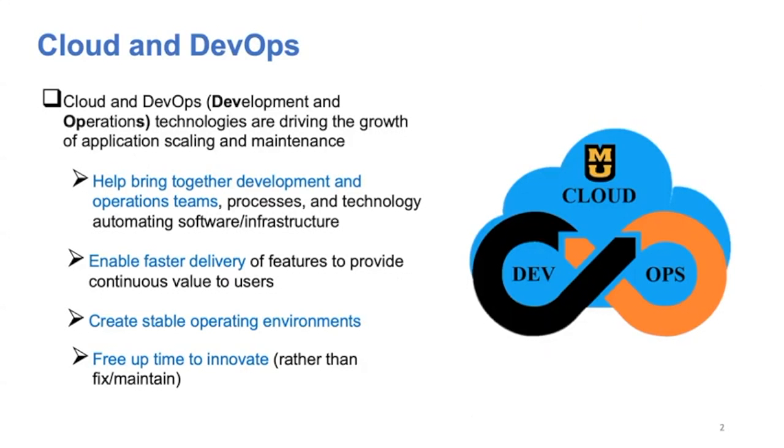Just to get started, why do we care about cloud and DevOps? And as you all know, cloud and DevOps technologies and tools are changing everything we do today in the cloud with applications: how we scale applications, how we build applications, how we maintain them. They are fantastic in terms of bringing development teams and operations teams together, streamlining processes, and most importantly, automating a lot of the software infrastructure to keep up with all the dynamics of running large-scale applications.